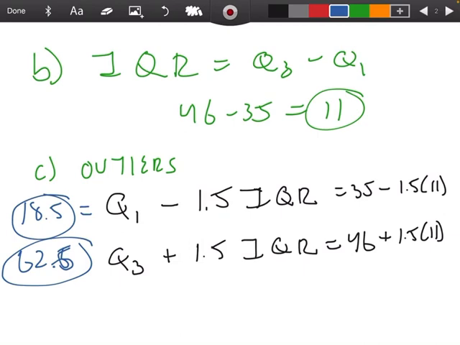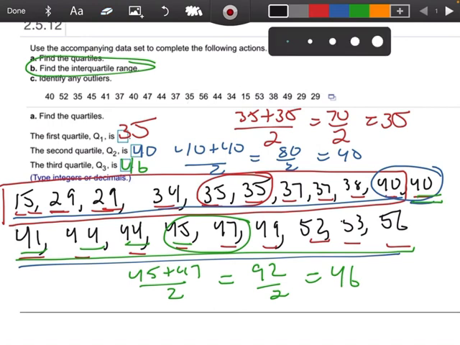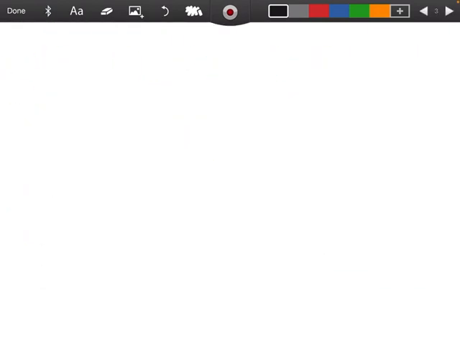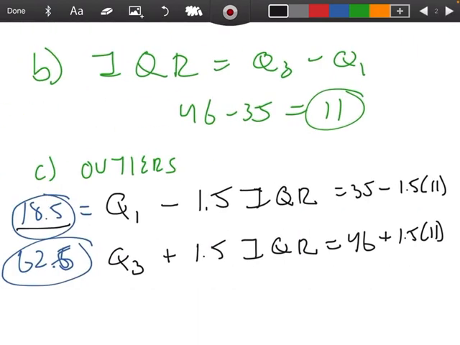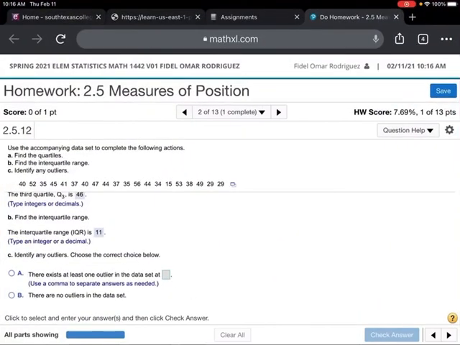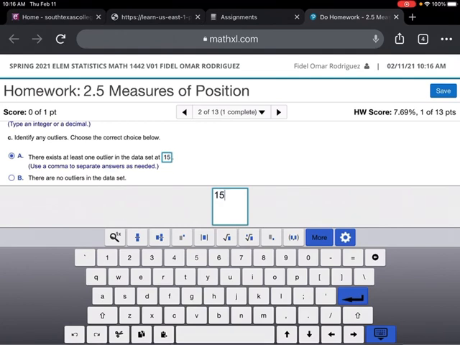When I come back to my data set, the smallest number we had was 15, and that is in fact smaller than 18.5. We didn't have anything bigger than 62.5. So the only outlier we're going to have is that number 15, okay? So let me come back here. There is one of them, and it's our number 15. I'll hit enter, and we got it, okay?